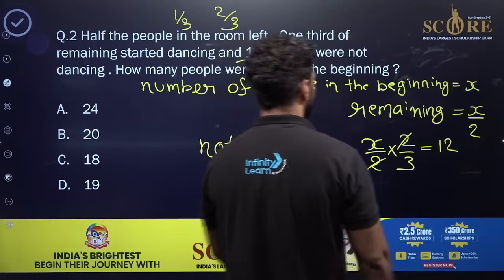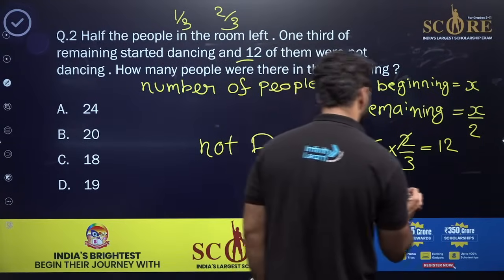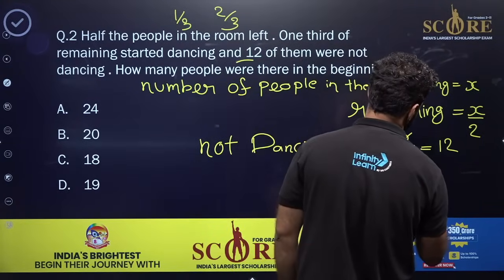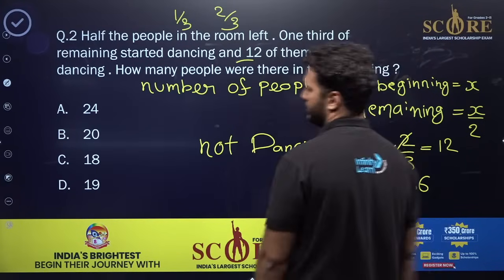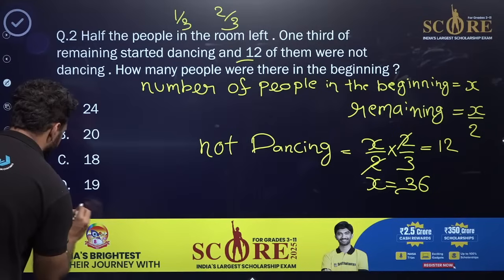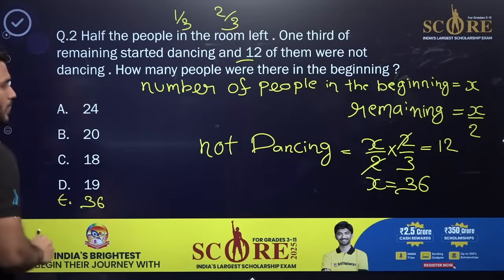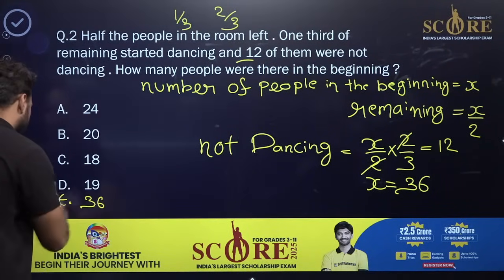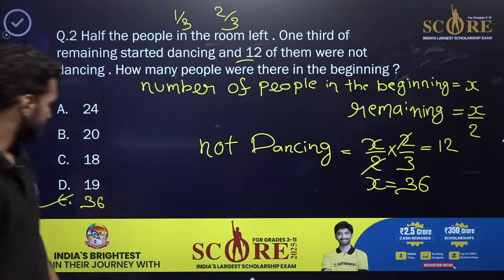And what will I get? Sir, x is equal to 3 into 12, which is 36. We don't have 36 in the options, let's say. Is it clear? So the answer will be E. Is it clear, guys?